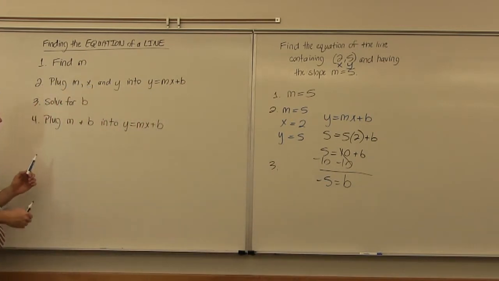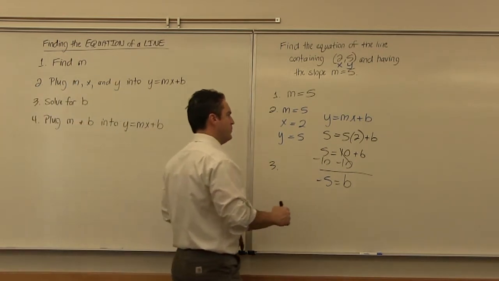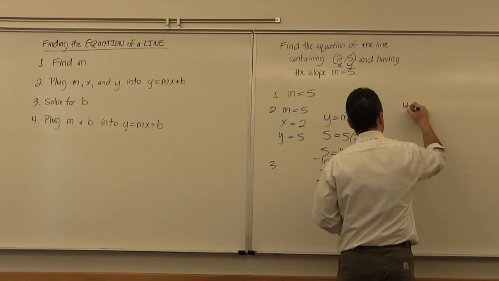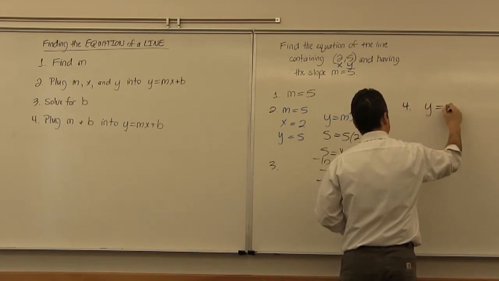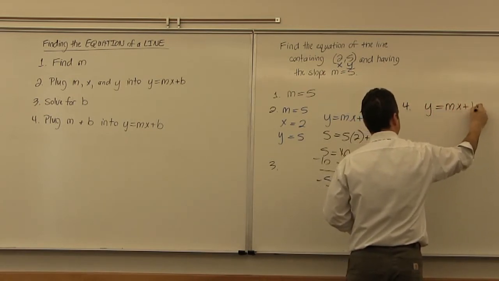Now, step 4 is simply a formality. We really have all the information we need. We now need to plug it into the equation. So step number 4, I'm going to put that right here. The equation y equals mx plus b.